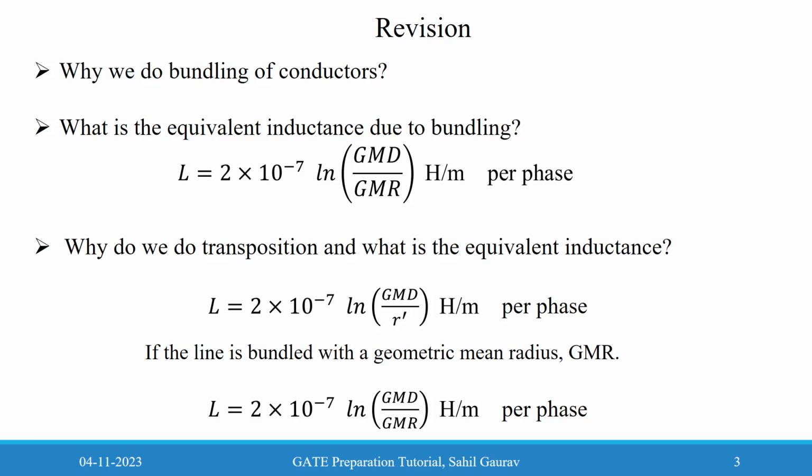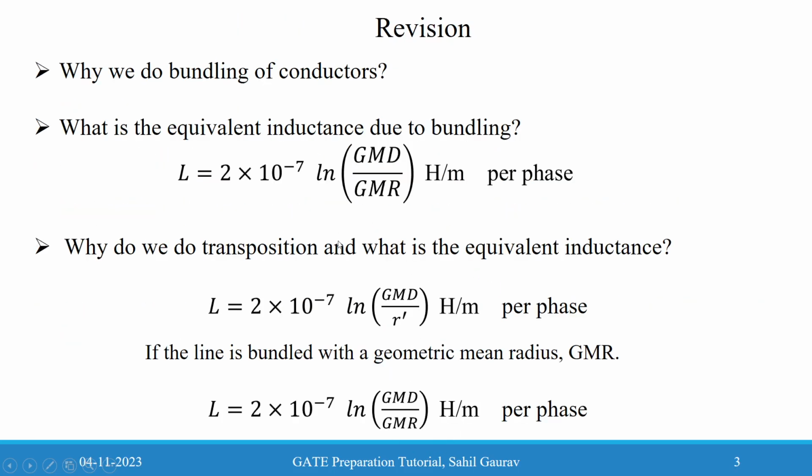Therefore it is necessary to do transposition of the line. In transposition we divide the line into an equal number of distances such that each phase conductor is placed in the position of the other phase conductor, so that they experience the same distance with respect to each other, and finally we will get a balanced system. In the transposition of conductors we can also do bundling of conductors. If it is a bundle, then in the place of r dash we will replace it with GMR.